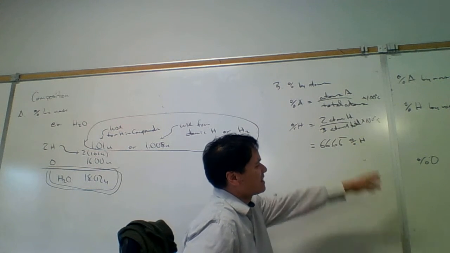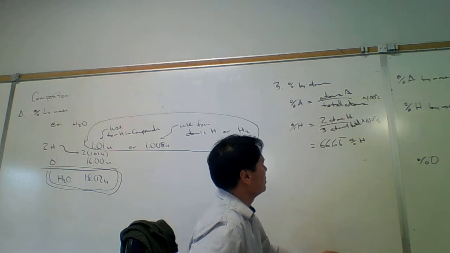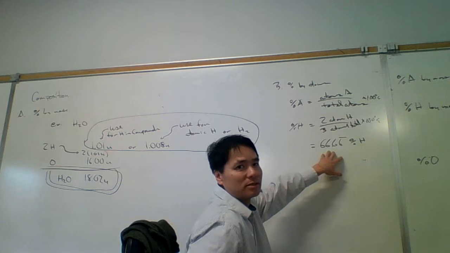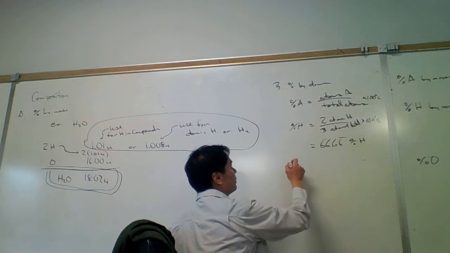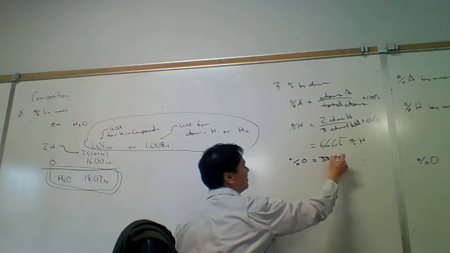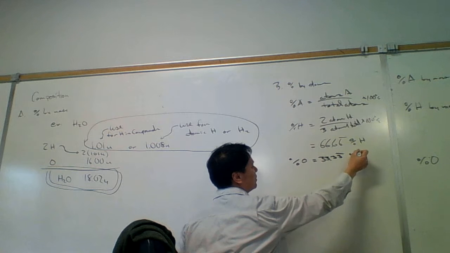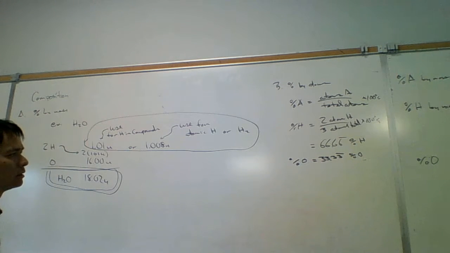And so by mass, it's only 11.19% hydrogen. By atom, it's 66.67. So we definitely have more hydrogen atoms. And the percent oxygen would just be the balance, which would be 33.33%, or 1/3. In other words, 2/3 hydrogen, 1/3 oxygen, percent by atoms.